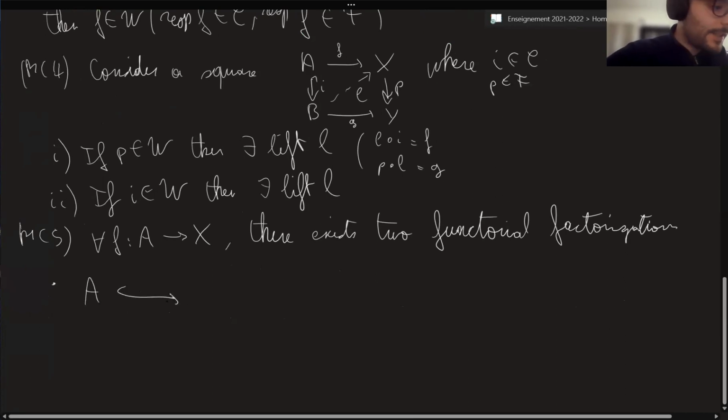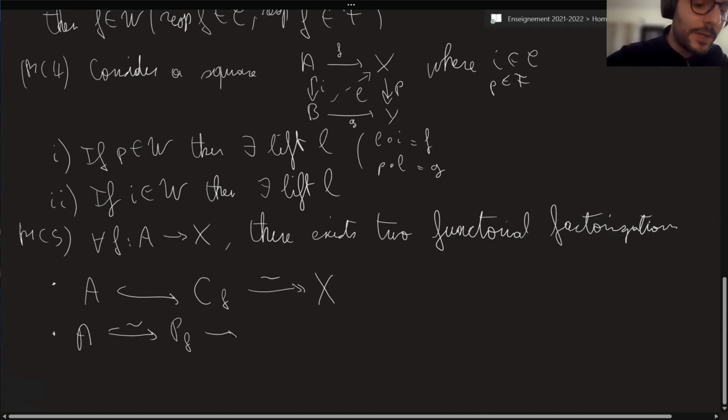So either you can start with a cofibration followed by a fibration, which is also a weak equivalence. Or you can start with a cofibration, which is a weak equivalence, followed by a fibration. Okay. So I gave some names to the intermediate objects.